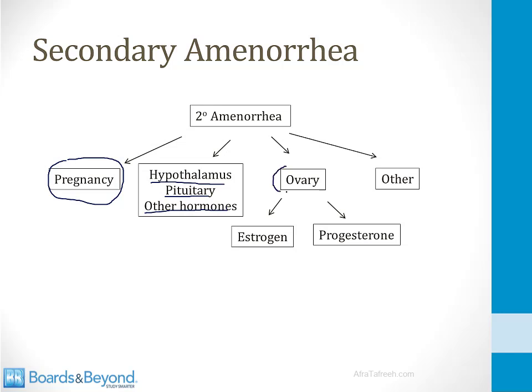In terms of the ovary, for normal menses, two things have to occur. During the follicular phase, the ovary needs to produce estrogen, which will proliferate the endometrium. Then ovulation needs to occur, and the corpus luteum needs to make progesterone, whose levels will rise and fall, and these will together cause normal menses. So if there's a problem with estrogen production or progesterone production, these can lead to secondary amenorrhea.